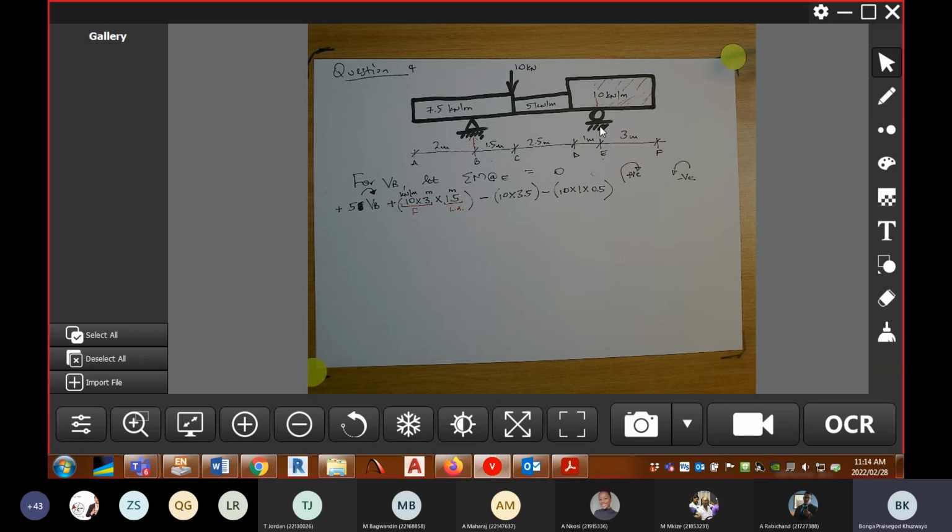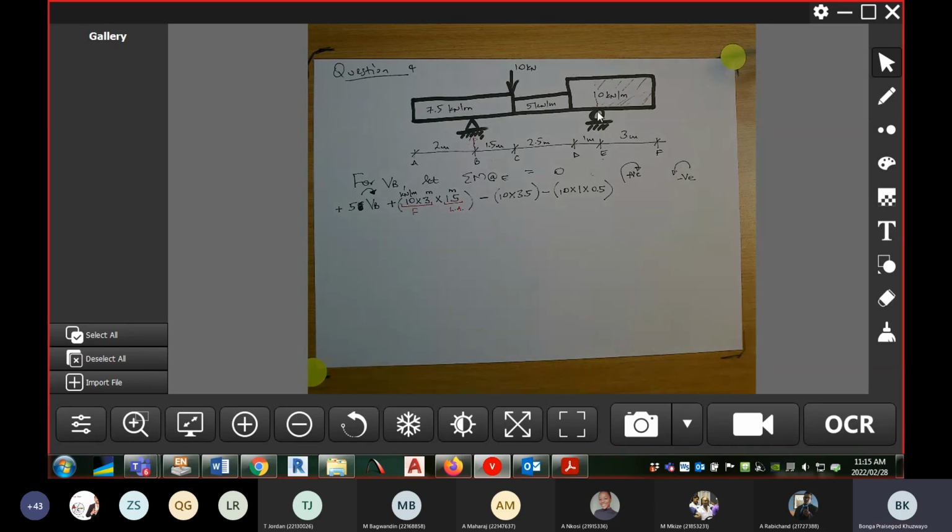If this is a support, we've got a point here where part of the 10 kilonewton per meter is causing clockwise rotation about node E, and the other part is causing anti-clockwise rotation about node E.